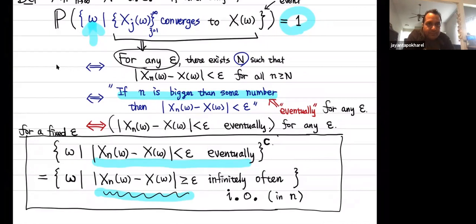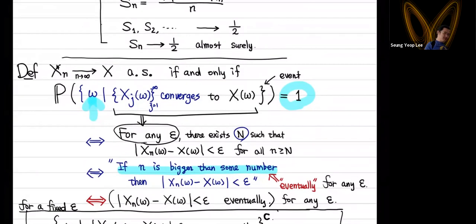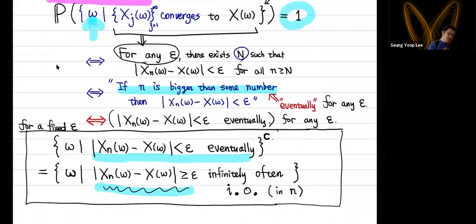Okay. So I described above the important definition of almost sure convergence. The definition is in terms of a statement that involves eventually. So this certain statement eventually. And the complement of this statement can be written in terms of the infinitely often statement. Okay, so I introduced eventually and infinitely often.